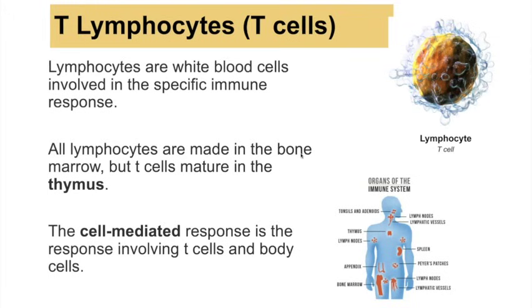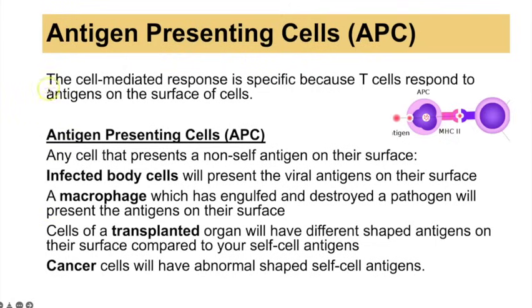So that is our non-specific response, but now if we look at the specific responses, which are by the lymphocytes, the first lymphocyte we're going to look at are the T lymphocytes, or the T cells. So all lymphocytes are made in the bone marrow, but the T cells mature in the thymus, which is why they're called T cells. And this is classed as the cell-mediated response. So the first thing to be aware of is the cell-mediated response is specific to T cells responding to antigens on the surface of cells.